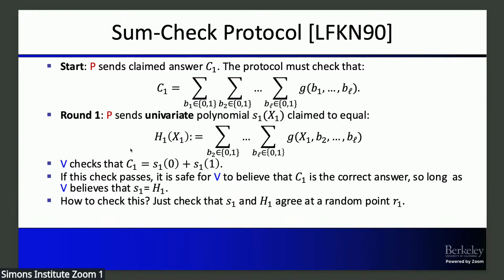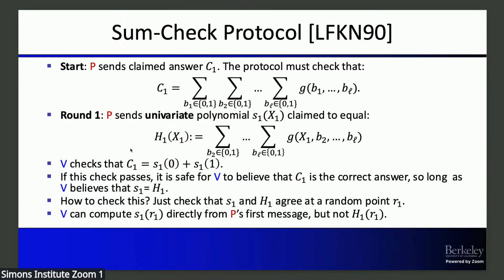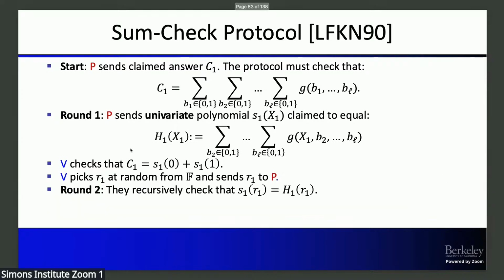Whenever I have 2 different polynomials and I want to make sure they're the same polynomial, what do I do? I pick a random point and make sure they agree at that point. So the verifier picks a random point, and checks that S1 at that point equals H1 at that point. It can compute S1 at that point directly; S1 was just a degree 2 polynomial the prover sent, which takes no time at all. But the verifier doesn't know H1. So we still have work to do in order for the prover to prove the value of H1 at this point. Fortunately, H1 at that point is just this sum.